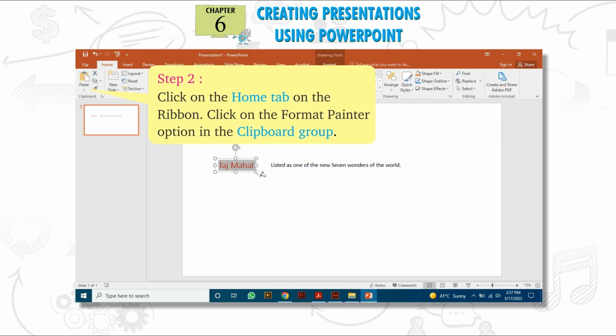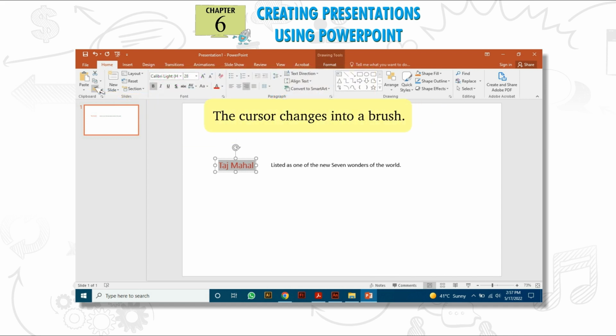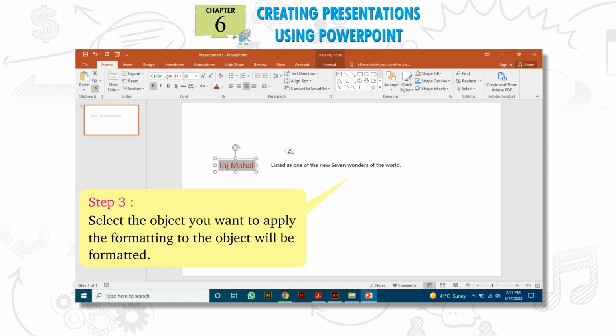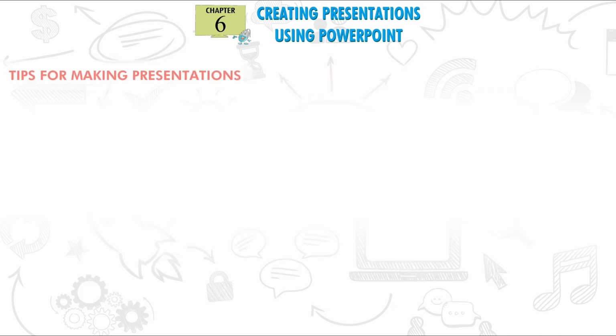Step 2. Click on the Home tab on the ribbon. Click on the Format Painter option in the clipboard group. The cursor changes into a brush. Step 3. Select the object you want to apply the formatting to. The object will be formatted.